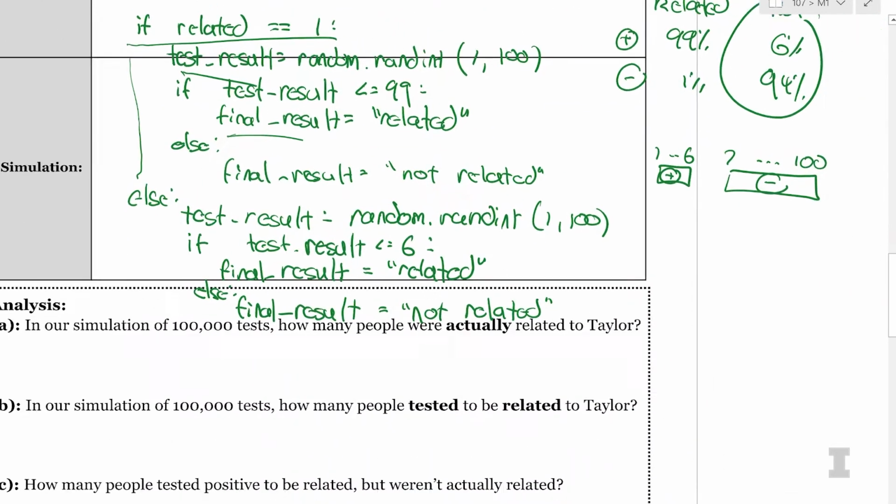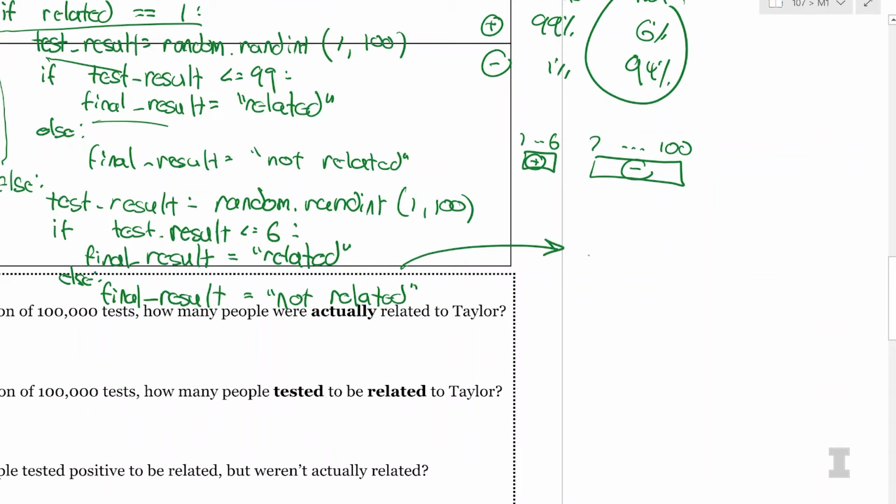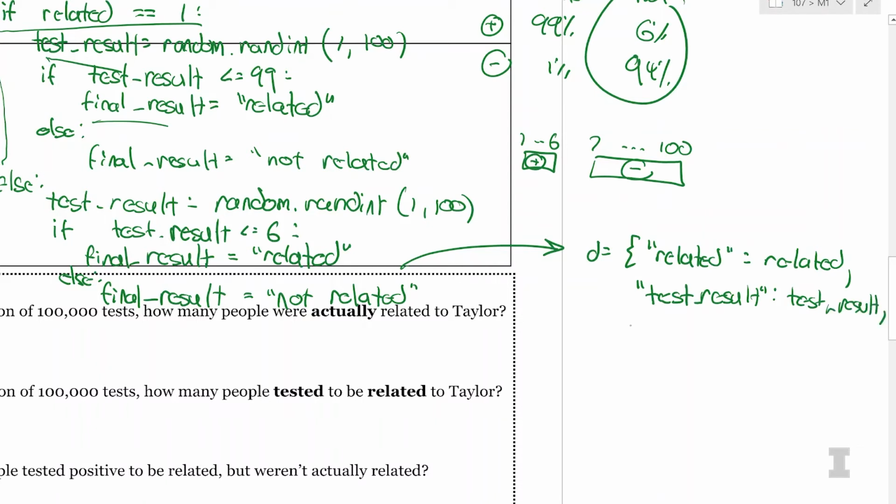So I'm going to accumulate all 3 of these real-world variables. So I'm going to go ahead and continue my code over here and say D is equal to a curly brace. And we're going to say "related", in quotes, colon related, to accumulate the related variable. Then I'm going to accumulate the test result, in quotes, colon test result, and "final result", colon final result.